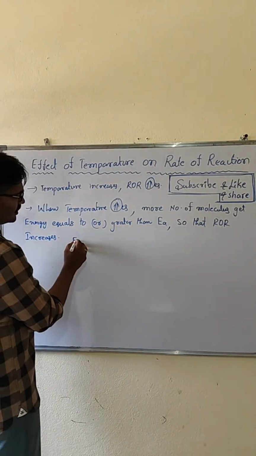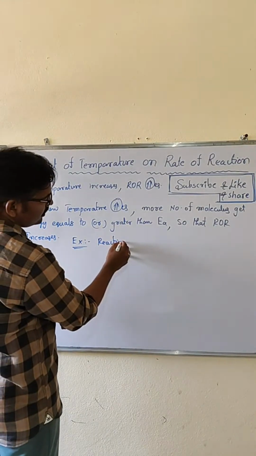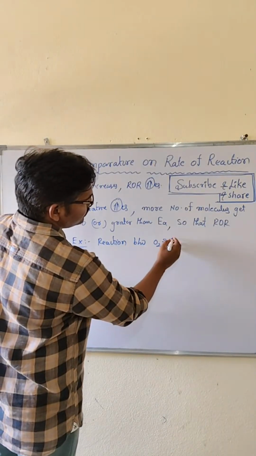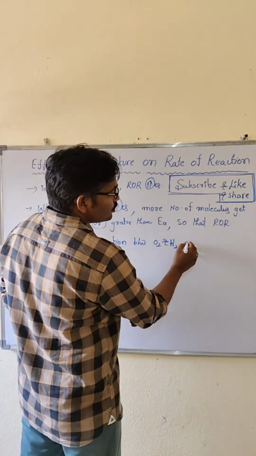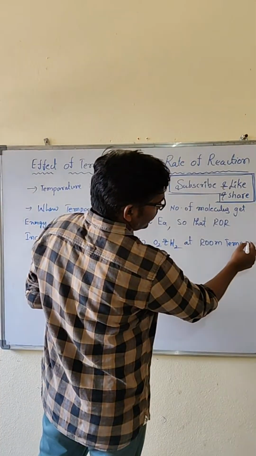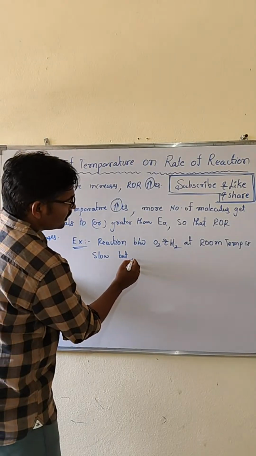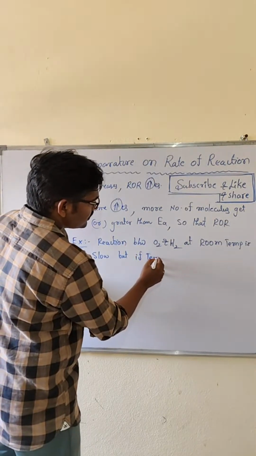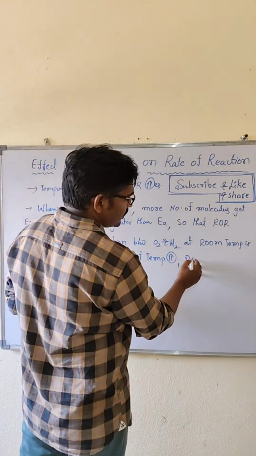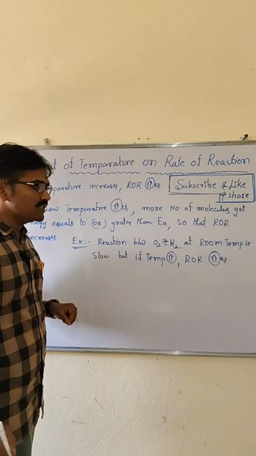One example is the reaction between hydrogen and oxygen. Actually, hydrogen and oxygen at room temperature is slow. But if temperature increases, the rate of reaction also increases. That is one of the examples.